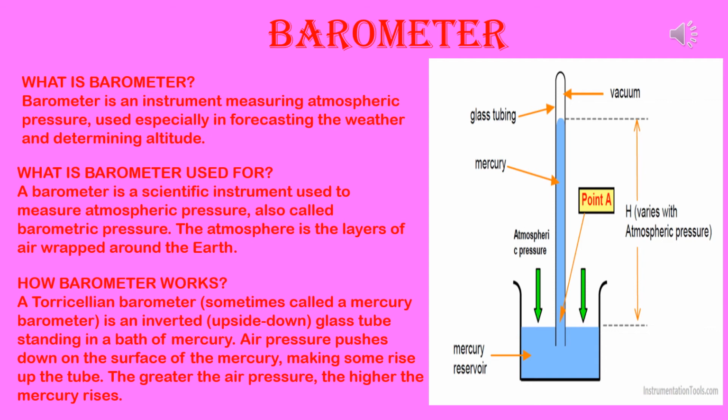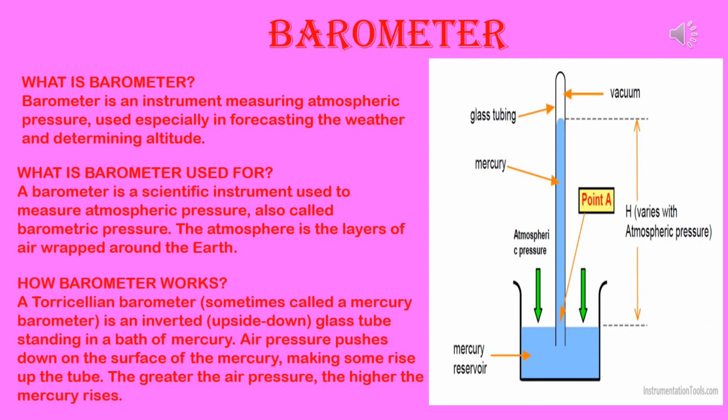How does a barometer work? A Torricellian barometer, sometimes called a mercury barometer, is an inverted, or upside down, glass tube standing in a bath of mercury. Air pressure pushes down on the surface of the mercury, making some rise up the tube. The greater the air pressure, the higher the mercury rises. Now see the diagram: glass tubing, mercury, vacuum space, and height varies with the atmospheric pressure.